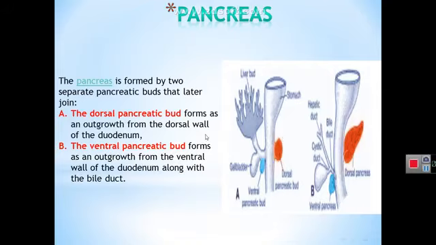The pancreas. The pancreas is formed by two separate pancreatic buds, the ventral pancreatic bud and the dorsal pancreatic bud. The dorsal pancreatic bud forms as an outgrowth from the dorsal wall of the duodenum, while the ventral pancreatic bud forms as an outgrowth from the ventral wall of the duodenum along with the bile duct.